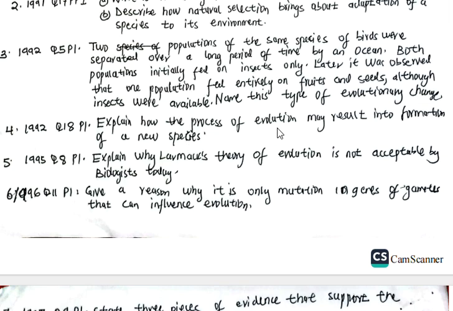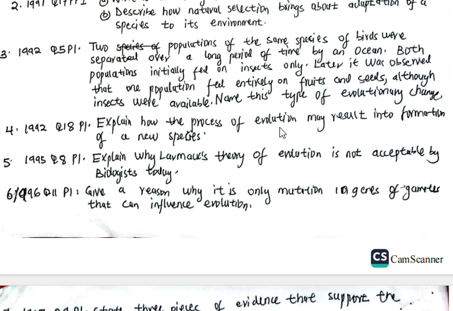Two populations of the same species of birds were separated over a long period of time by an ocean. Both populations initially fed on insects only. Later it was observed that one population fed entirely on fruits and seeds, although insects were available. State the type of evolutionary change. Explain how the process of evolution may result in formation of a new species.